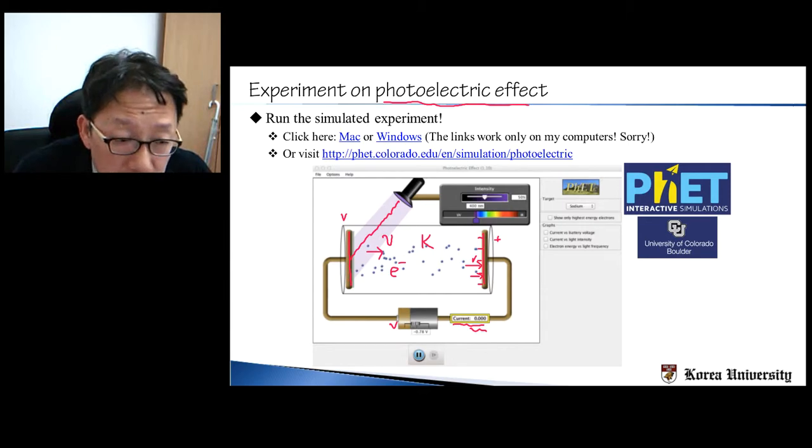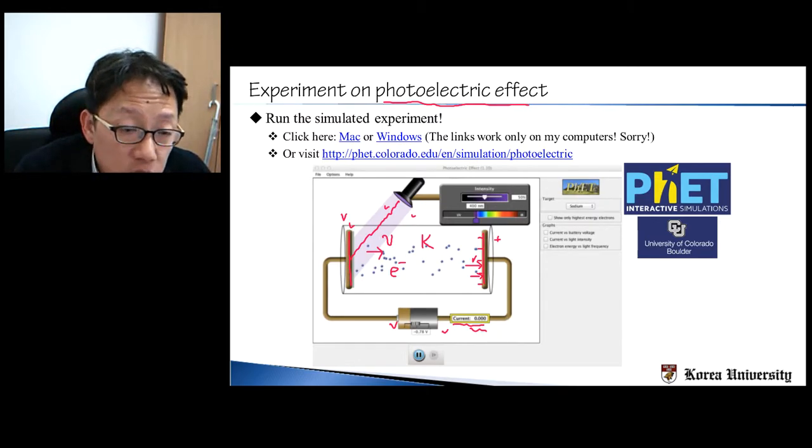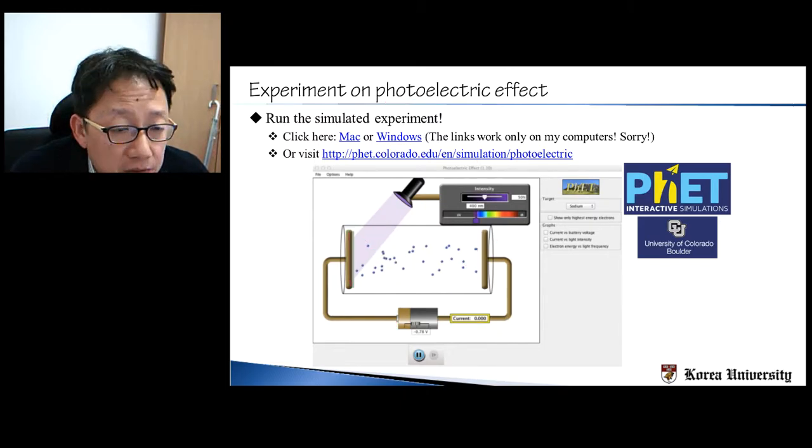And so by controlling the wavelengths of the light and also the intensity of the light, and also using different types of metal, we will try to find out the stopping potential. Then what do you think? How do you think the stopping potential is related to any of these experimental parameters? And of course, the stopping potential will tell you the kinetic energy of the electrons coming out. Okay, let's do that.